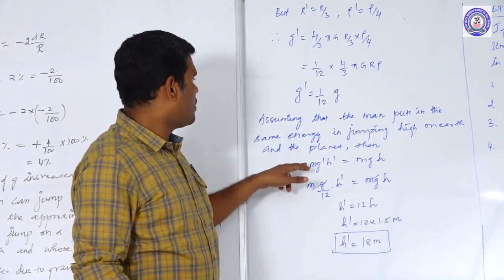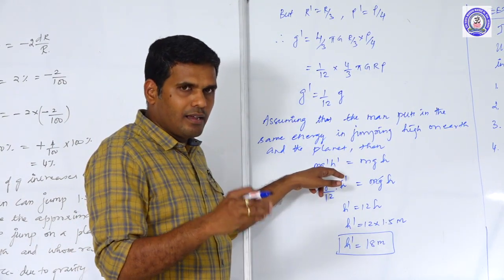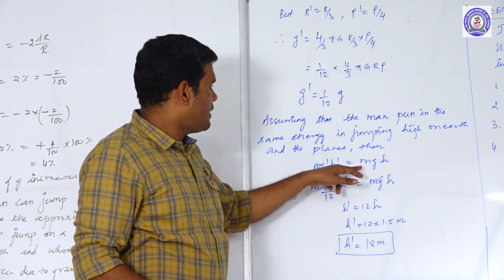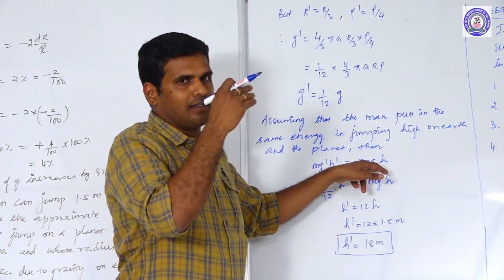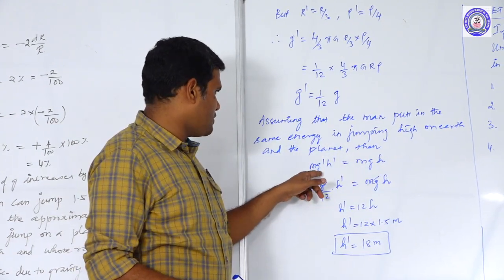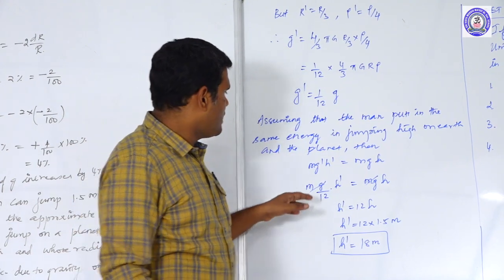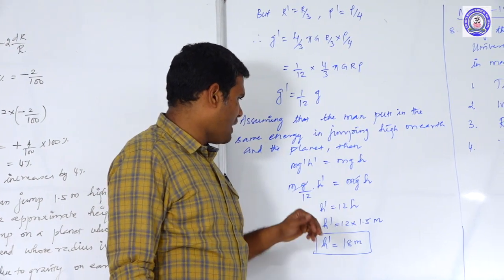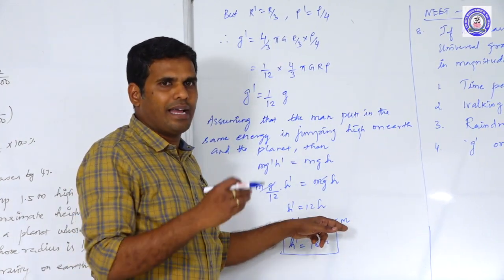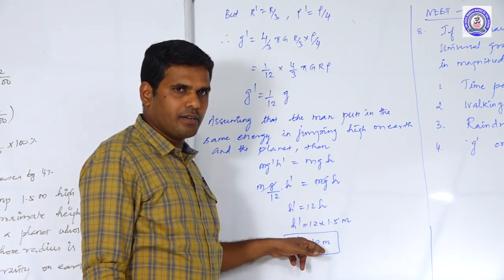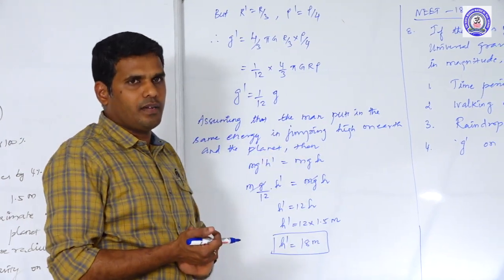So m g prime h prime is the energy spent by the man in jumping above the planet. m g h is the energy that has been spent by the man in jumping above the earth. So on comparing these two, g prime is g by 12, h prime is to be calculated. So we can simply write h prime equals 12 h. h is already given as 1.5 meter, which is the height above the earth the man jumps. So h prime equals 18 meter. So this is the height to which the man jumps on the planet if its density and radius change.